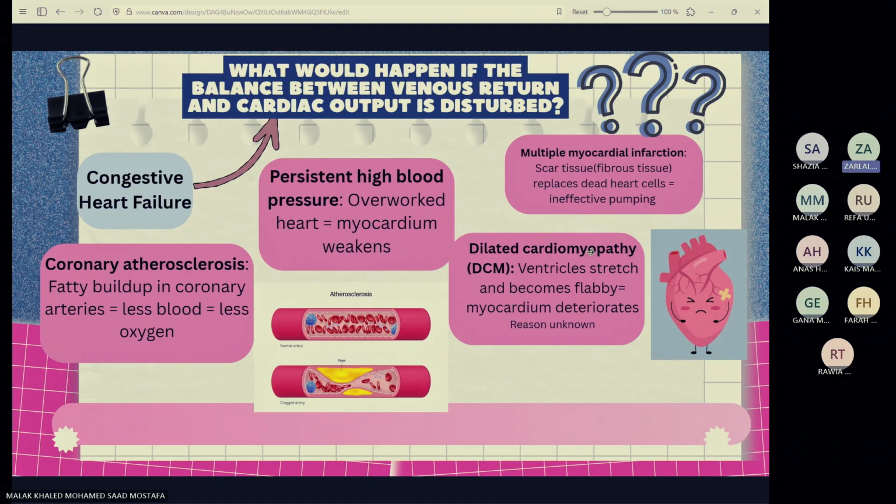Okay, and then we have dilated cardiomyopathy. The reason for this is unknown, but this is basically when the ventricles stretch and become flabby. So the muscle, the myocardium, deteriorates in this case, so it will not be a good pump. Then we have multiple myocardial infarction, and this is where, like in the question, scar tissue or fibrous tissue will replace dead heart cells. So pumping will not be effective because it cannot stretch as much or contract as much, you know? So next one.